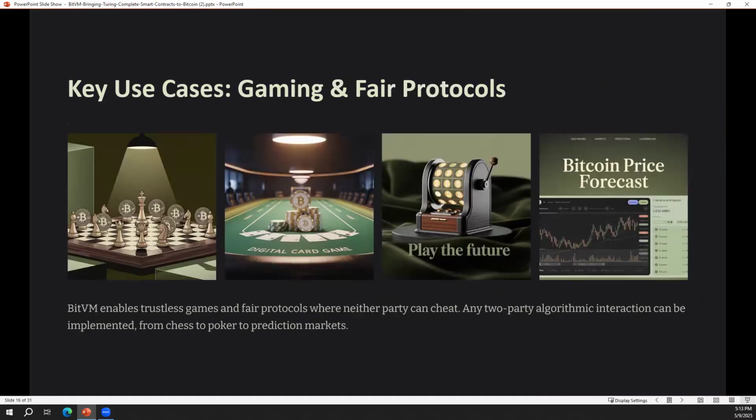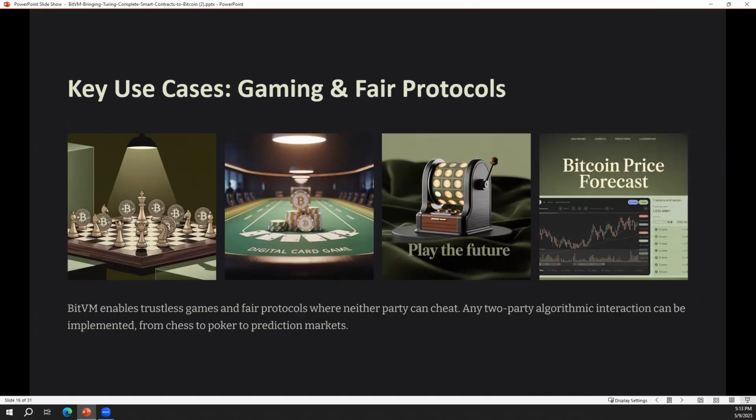So we have another use case, which is gaming and fair protocols. The BitVM paper explicitly mentions games like chess, Go, or poker as potential applications. Two players could play a fully trustless game of chess with money at stake. For example, the entire game logic would be enforced by the BitVM contract so that neither player can cheat. Any illegal moves can be challenged and punished.